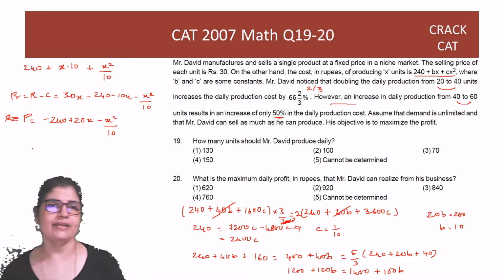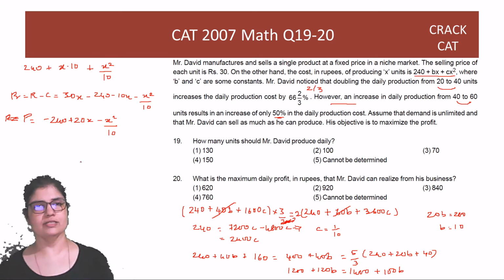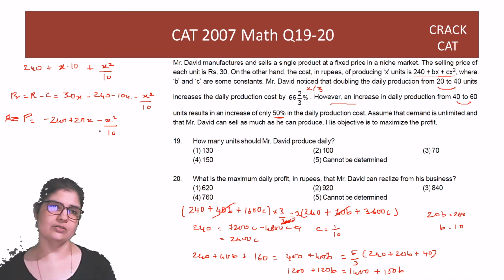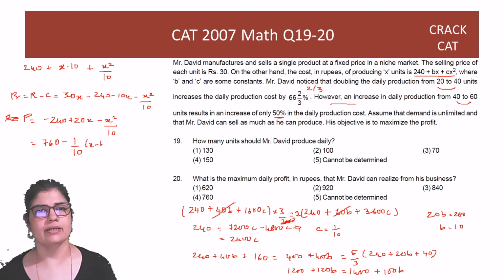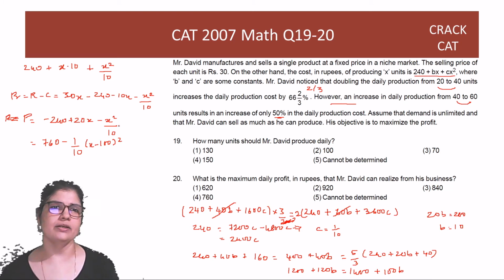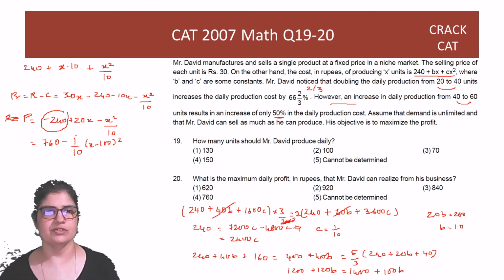So now to find the maximum of this, you could differentiate also, or you can just find the perfect square. So if you find the perfect square within this, you'll get 760 minus 1 by 10 into x minus 100 the whole square. Think about it, no? See, generally don't touch the constant when you're making your perfect square. What you need to do is work with these two numbers.